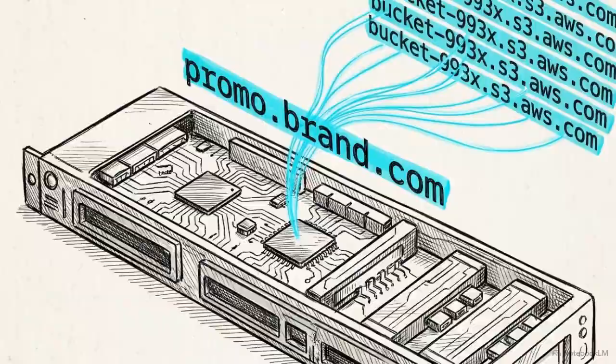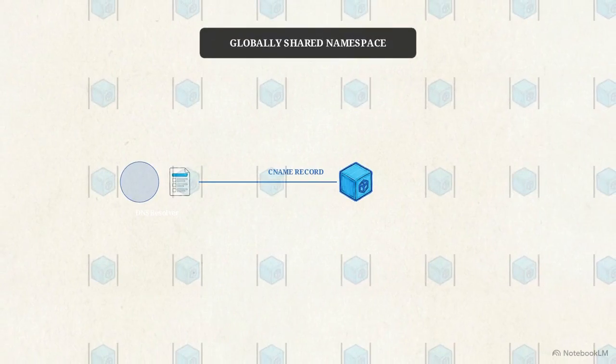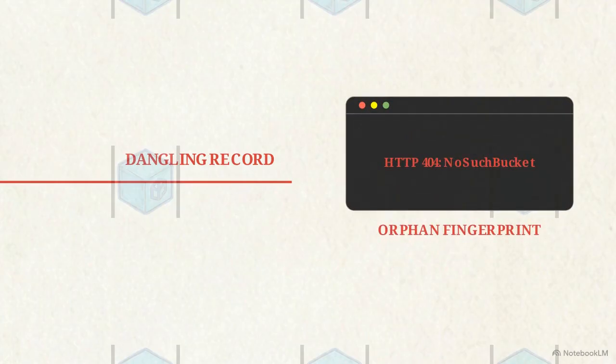In modern cloud environments, DNS routing translates human-readable URLs into machine-generated endpoints. For example, a DNS resolver creates a CNAME record that points a friendly subdomain to a specific storage bucket endpoint. Legacy cloud storage and platform-as-a-service environments operate using a globally shared namespace. When a marketing campaign or a development project ends, the standard cost-saving action is to delete the underlying storage resource. If the CNAME remains in the DNS zone file, it points into a void, creating a dangling record. This broken link produces an orphan fingerprint, typically a specific HTTP error that is visible to the public.